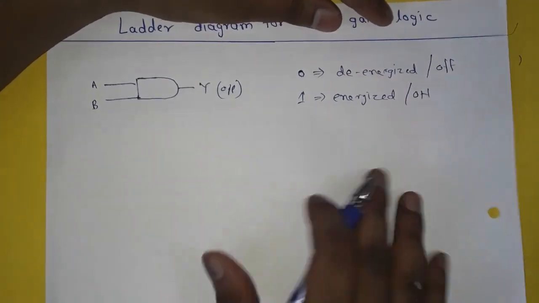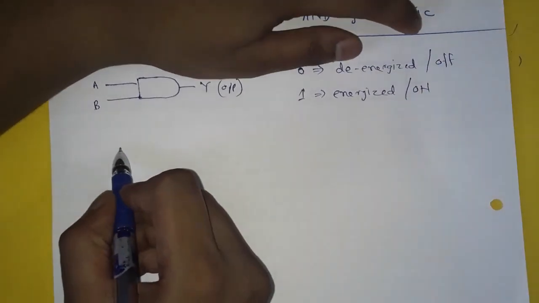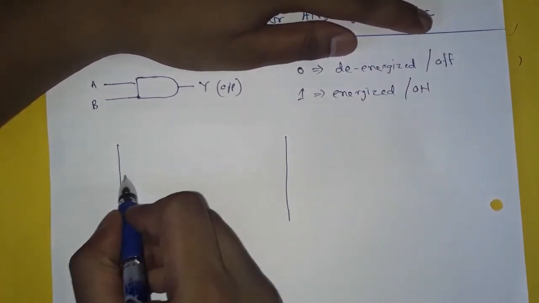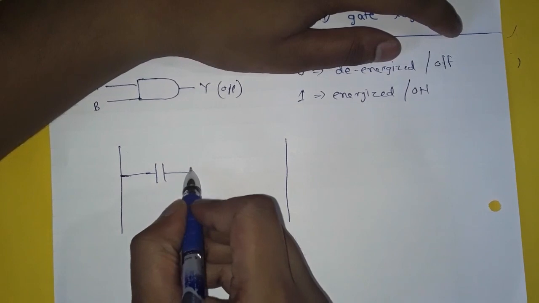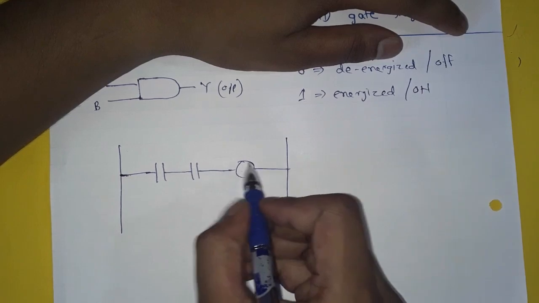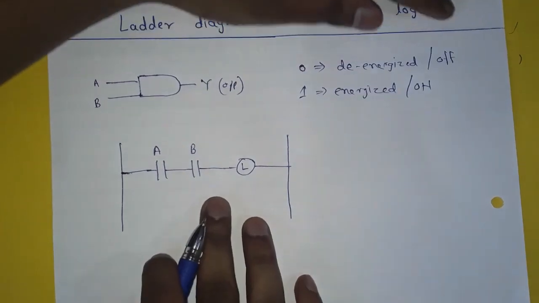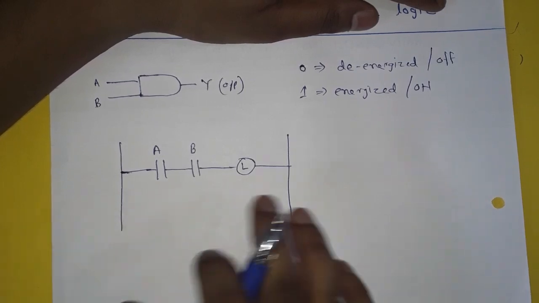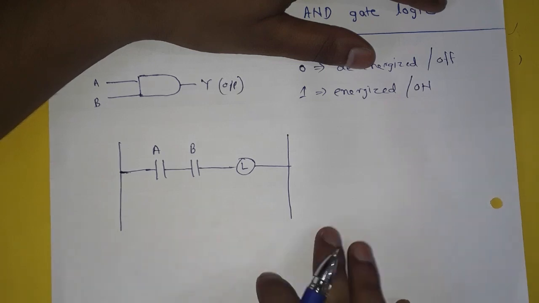Now see how to use AND gate logic in ladder diagram. These are the rungs, and this is control relay or switch, you can say. This is second switch and this is our lamp. This is A, this is B. In AND gate logic, both the switches are arranged in series and both are in normally open position.